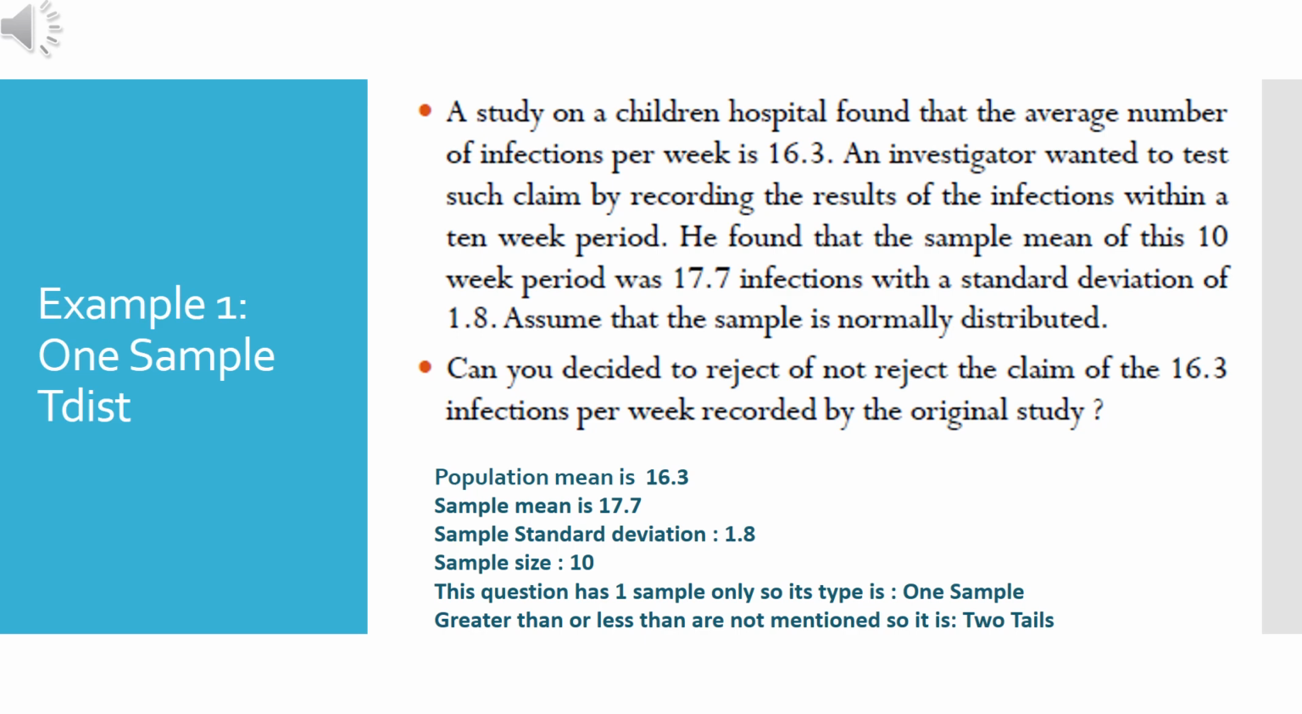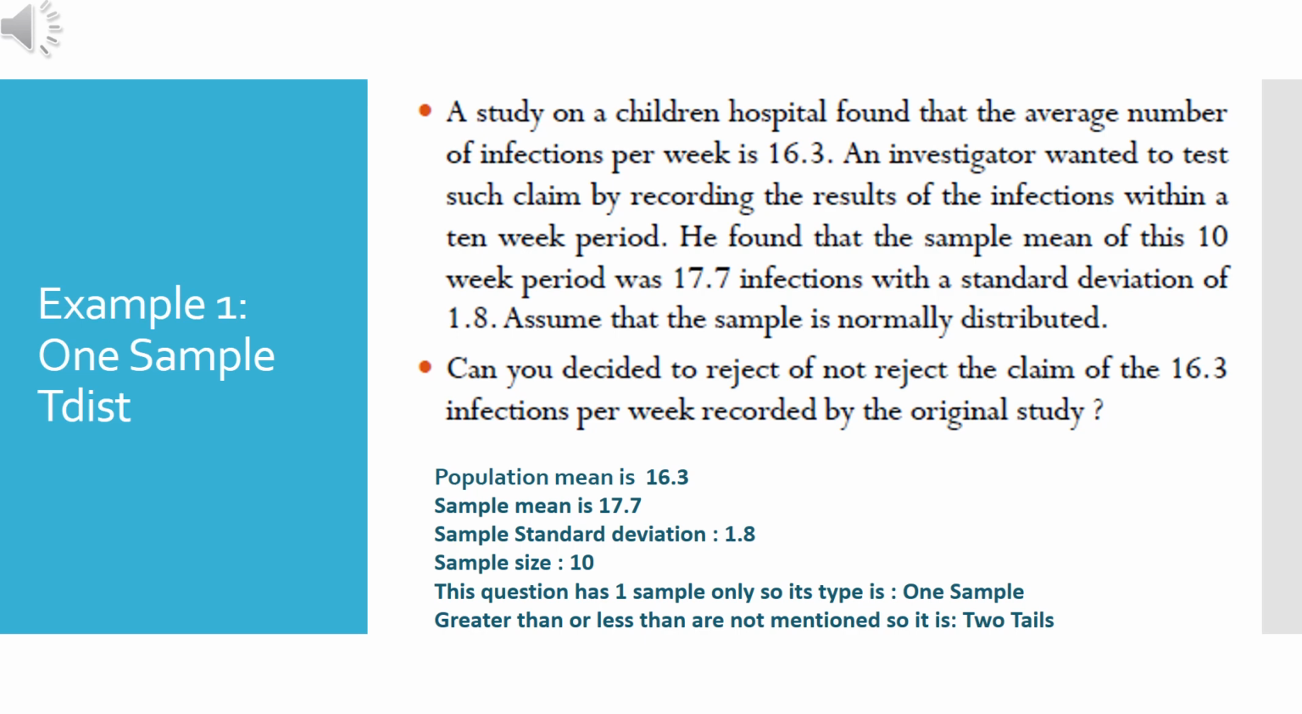Example 1, one sample tdist. A study on a children's hospital found that the average number of infections per week is 16.3. So the population mean is 16.3. An investigator wanted to test such a claim by recording the results of the infections within a 10-week period. He found that the sample mean of this 10-week period was 17.7 infections with a standard deviation of 1.8. Assume that the sample is normally distributed.